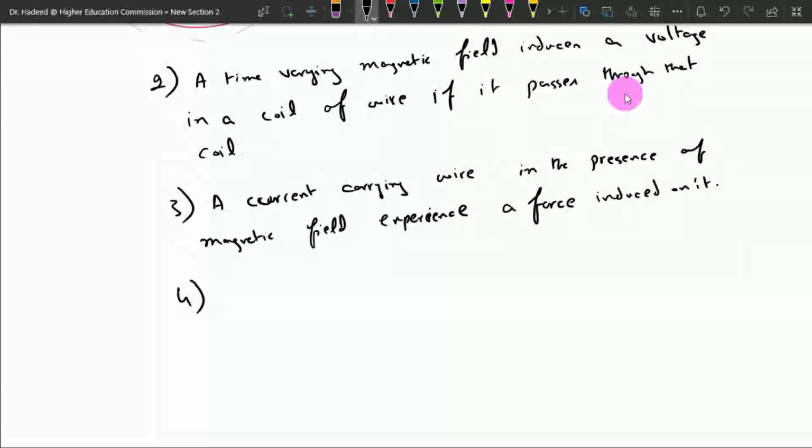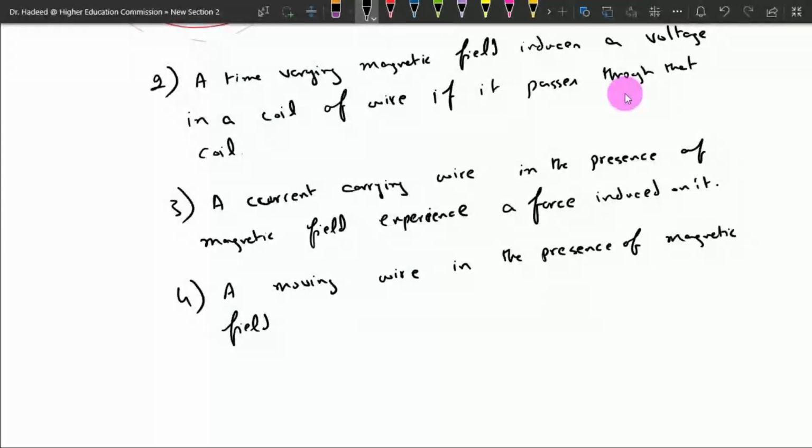And the final, or fourth, basic principle of the magnetic field with respect to electrical machines is that a moving conductor or a moving wire in the presence of a magnetic field has voltage induced in it.